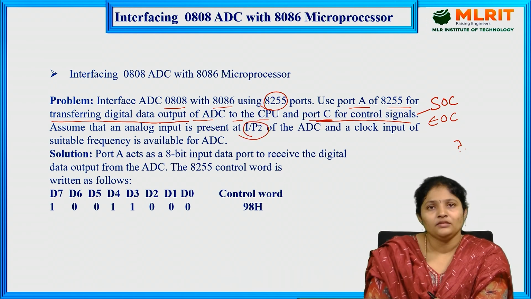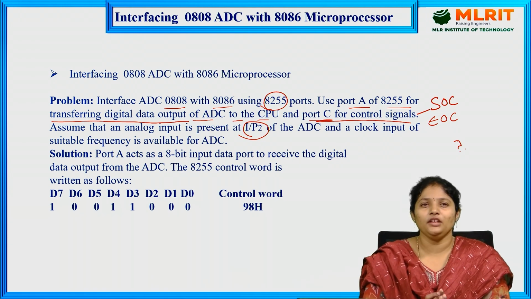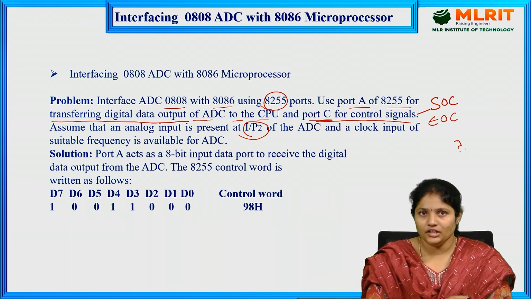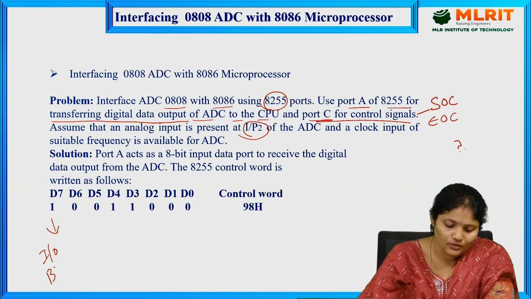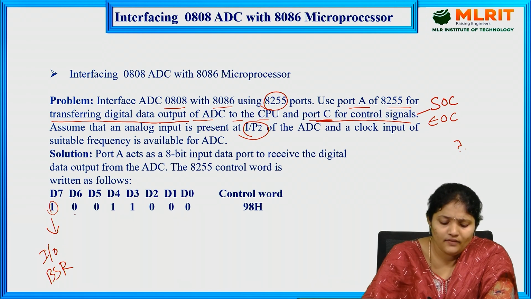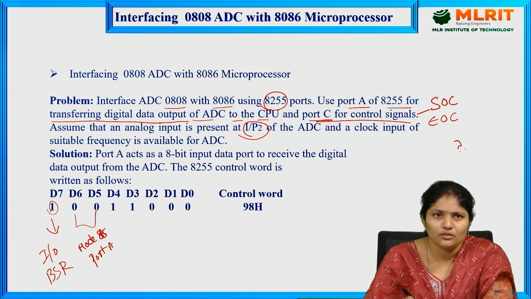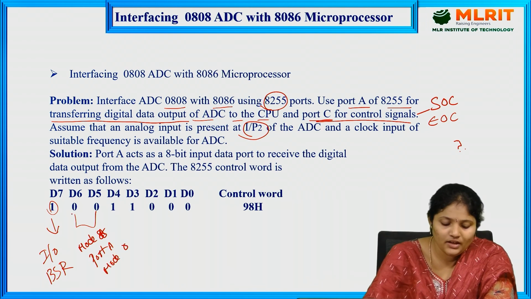Now, first of all, if we want to interface any input-output device to a microprocessor, we need the 8255 PPI. To make the 8255 PPI work, we need to write the CWR, the control word register. D7 is used for input-output or BSR mode. As this is an input device, we take it as 1, input-output mode. These two bits are used for selection of the mode of port A. Here they didn't mention it, so we use only the simple input-output mode, which is mode 0. That's why I take 0 0.